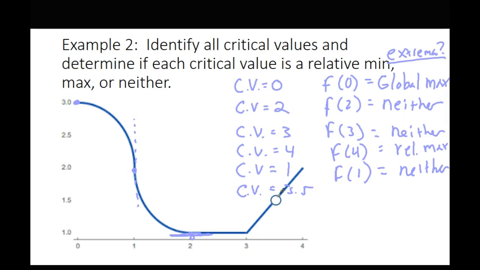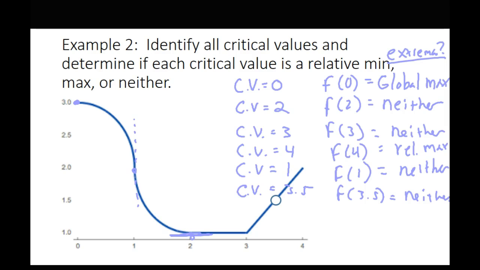When there's a gap, f prime is undefined. When f prime is undefined, that's a critical value. But is that a relative extrema? No. So we have a lot of neithers up here. We don't have a lot of extrema, but we do have a lot of critical values.